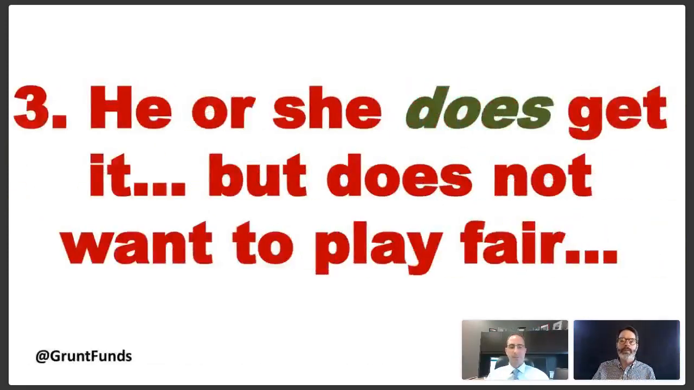That's my advice. And the third one is more sinister. They do get it, but they don't want to play fair. Sometimes an investor knows they have you in a tough spot. They know that without them, you're done. So they use that advantage to take advantage of you. They get the model, but they want to take advantage of you.